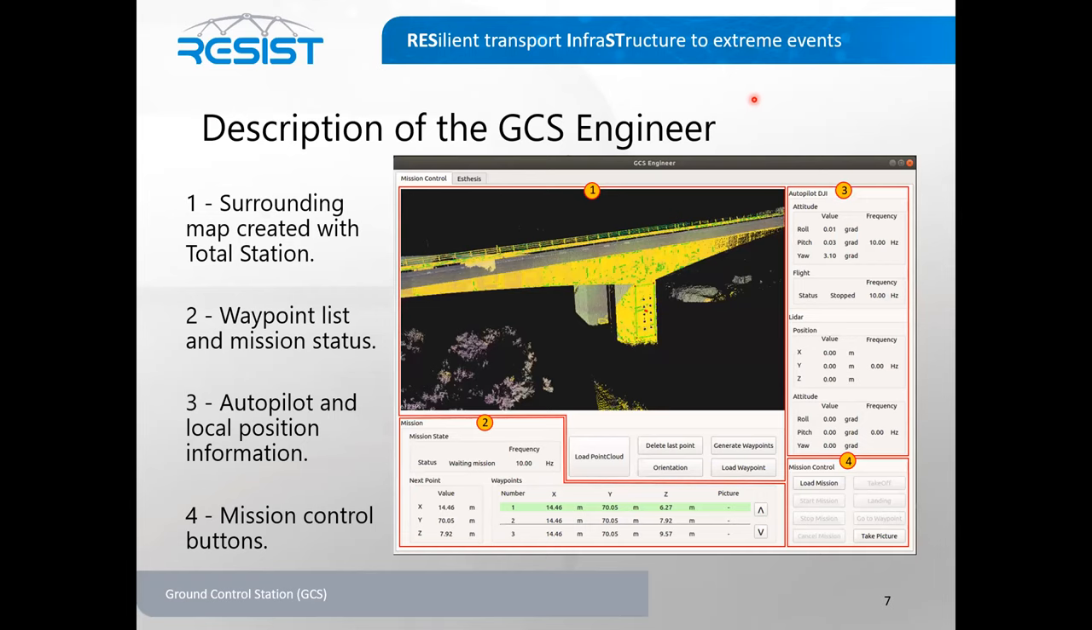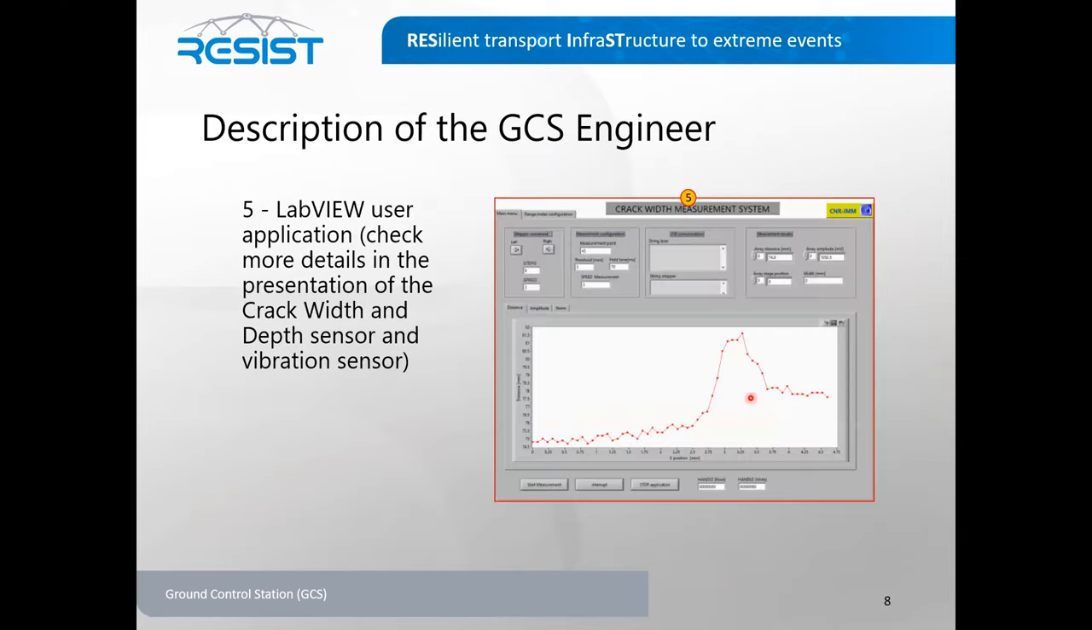So let's now move to the description of the GCS, the ground control station for the engineer. First, we have the surrounding map created with the total station. Secondly, we have the waypoint list and the mission status. Third, we have the autopilot and local position information. Fourth, we have the mission control buttons like start mission, stop mission, and a button to take pictures. And finally, we have the LabVIEW user application, which is used to represent the information obtained by the sensors of the contact inspection drone.